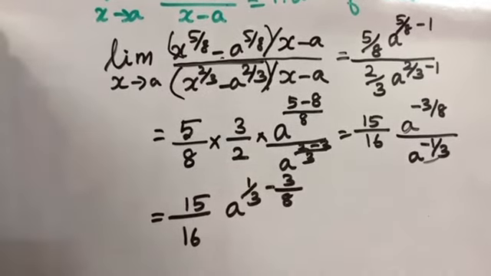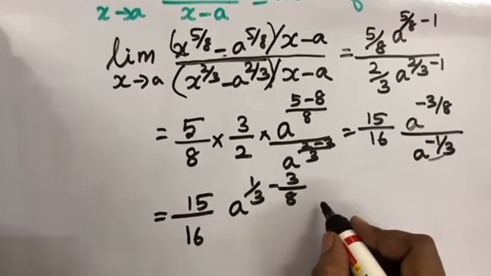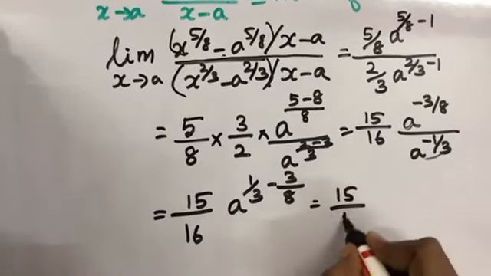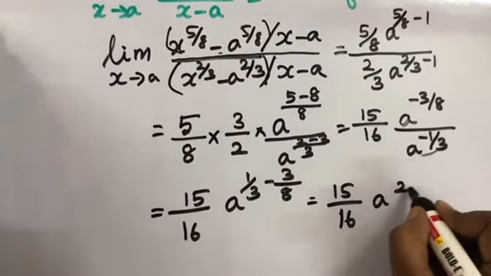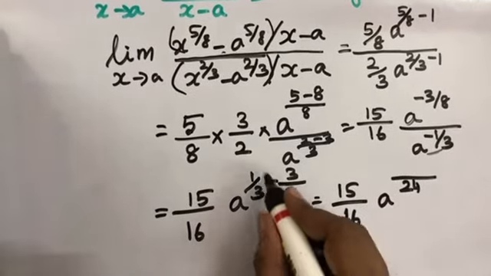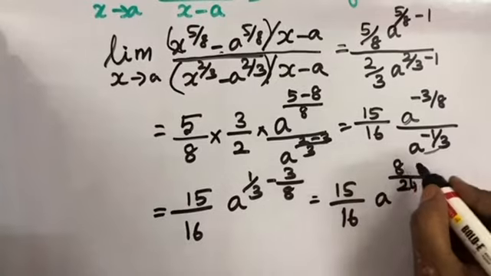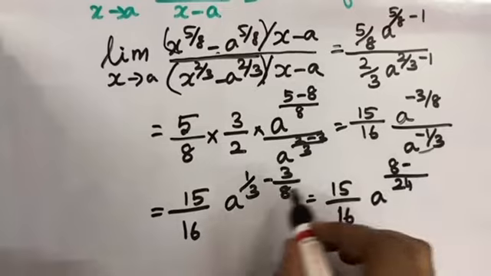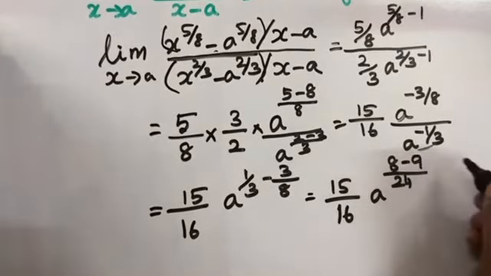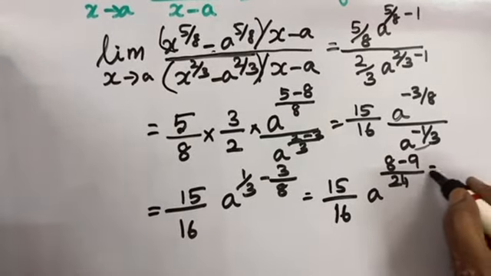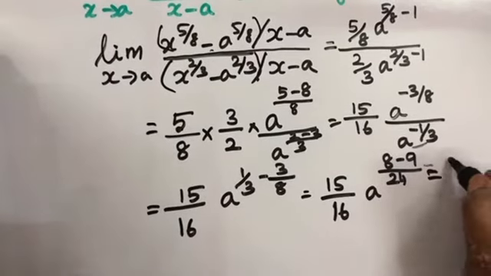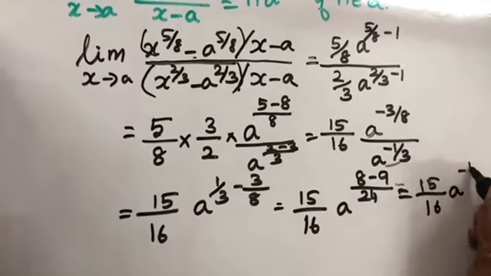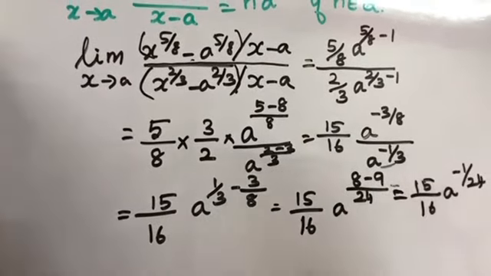Now for the exponent we can take 24 as LCM. So 15/16 a power, with 24 as LCM: 8 minus, we have to multiply this with 3, isn't it? 3 3s are 9. That is equal to 15/16 a power minus 1 divided by 24. That is the value.